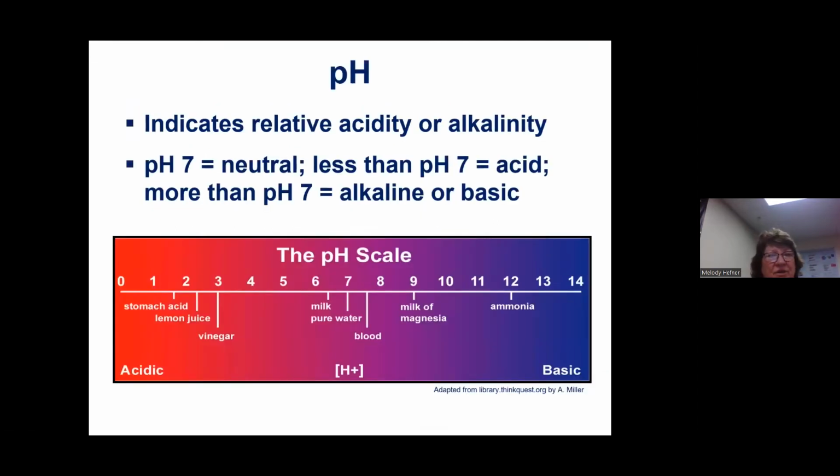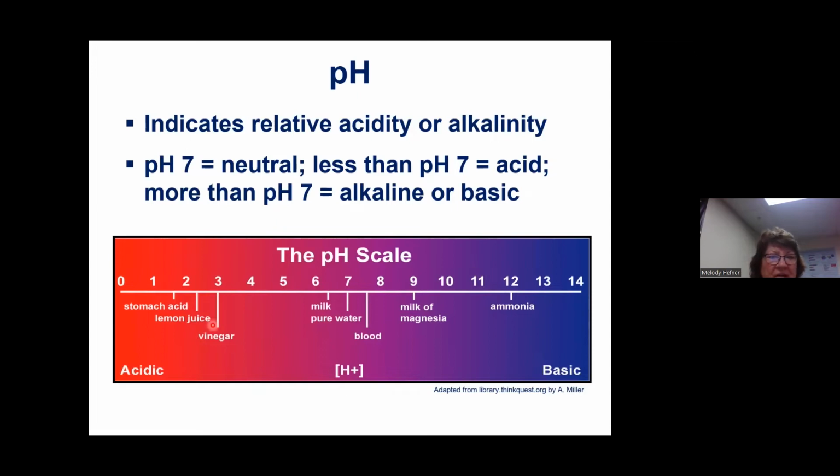So pH, and I don't want anybody to panic. It's just chemistry is cooking. Let's just think of it like that. So pH indicates the relative acidity or alkalinity of a substance. A pH of 7 is neutral. A pH of less than 7 is acidic. And a pH of more than 7 is alkaline or basic.